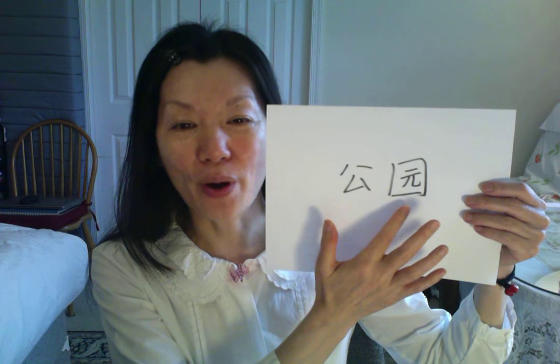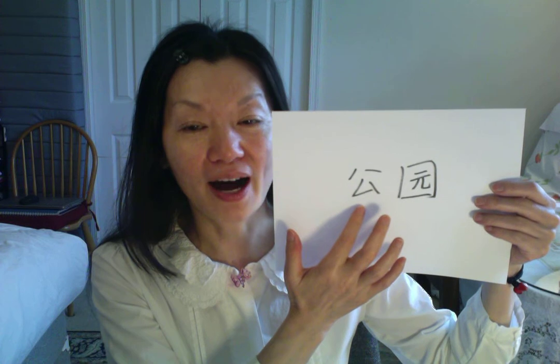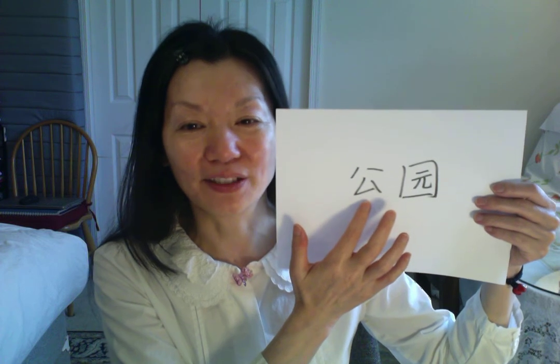公园, park. That's a character you should know if you finished level 1 part 1: 公办公室, remember that? Office. 公, by the way, means public. Remember we already said freeway or highway, 公路. 公 by itself is public. 园 is garden. 公园, park.